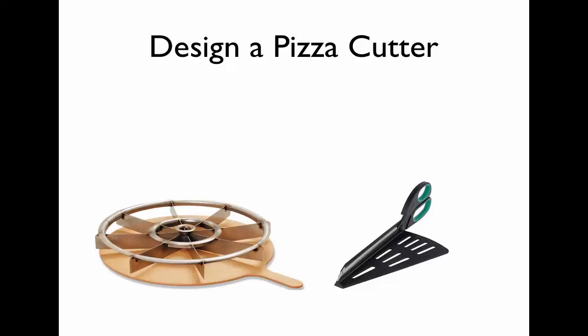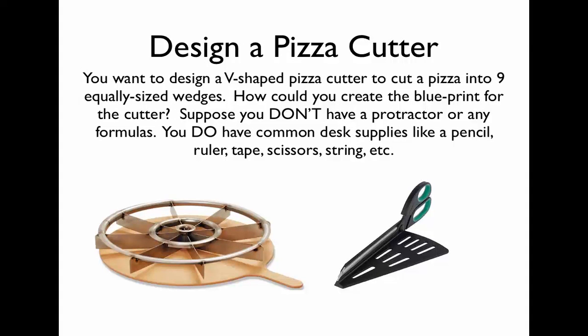All right, so let's do a little exercise here. We're going to design a pizza cutter. Here are two possible variations, but they're really both the same thing. When you have a wedge of pizza cut into the middle, it forms an angle. Our two rays are our cuts. We want to design a blueprint that gets us 9 equally sized wedges, so the openness of the angle has to be just right.